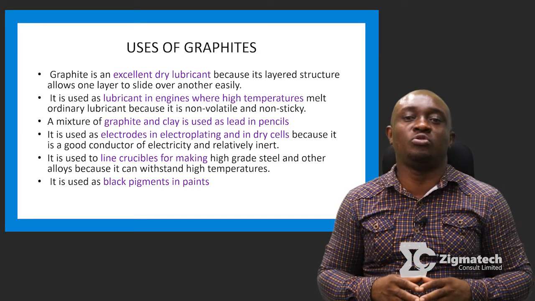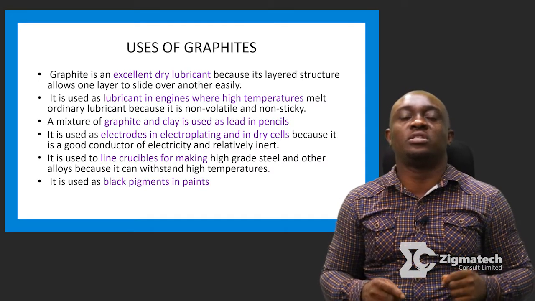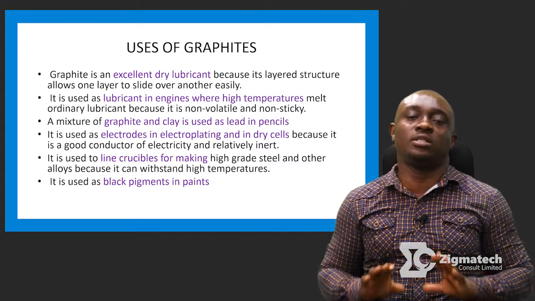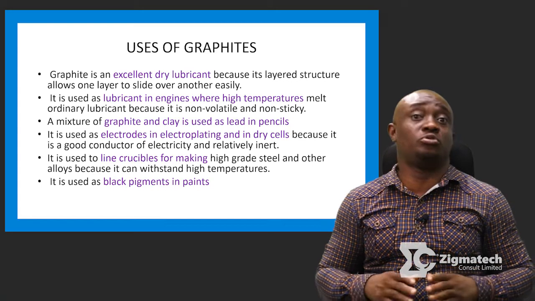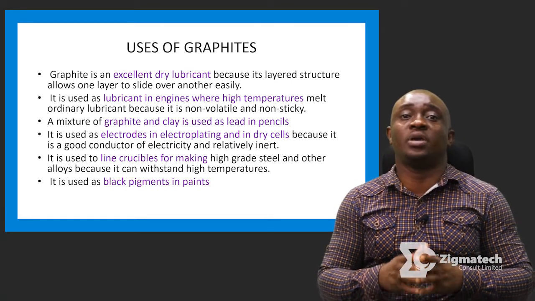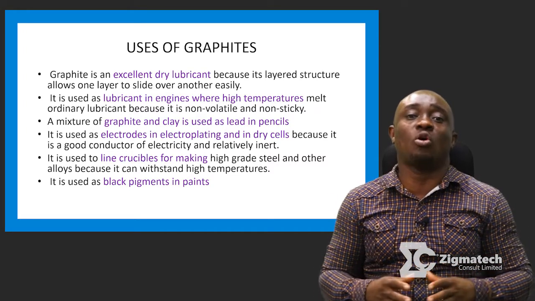Finally, it is used as black pigment in paint. So when you use it as black pigment in paint, it sticks and makes the paint last longer. This attribute can enable you to differentiate between an original paint and a paint that is not too concentrated in its color formulation.